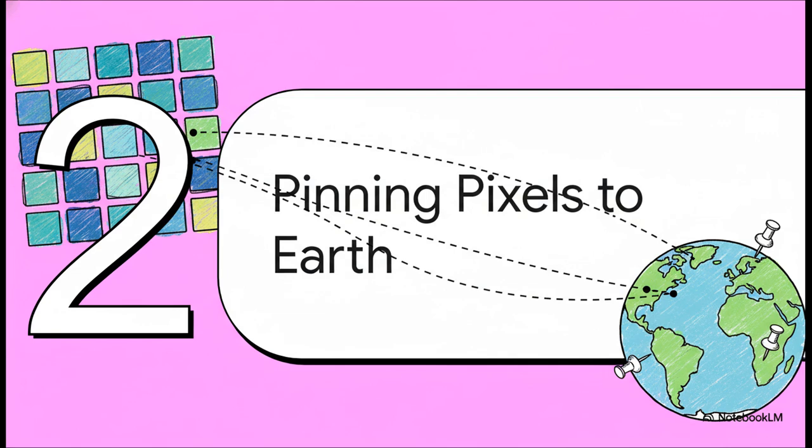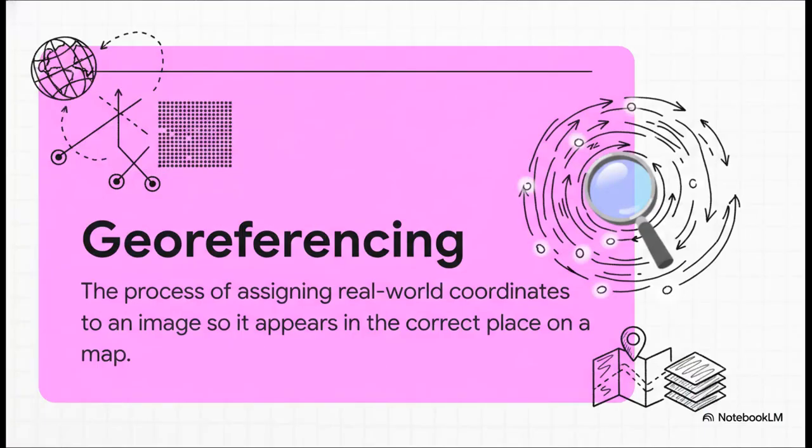Okay, so we've got a grid of numbers. That's a great start. But for now, it's just a floating picture. To make it truly useful for understanding our world, we've got to give it an address. We need to pin those pixels to the planet. And that process has a name.